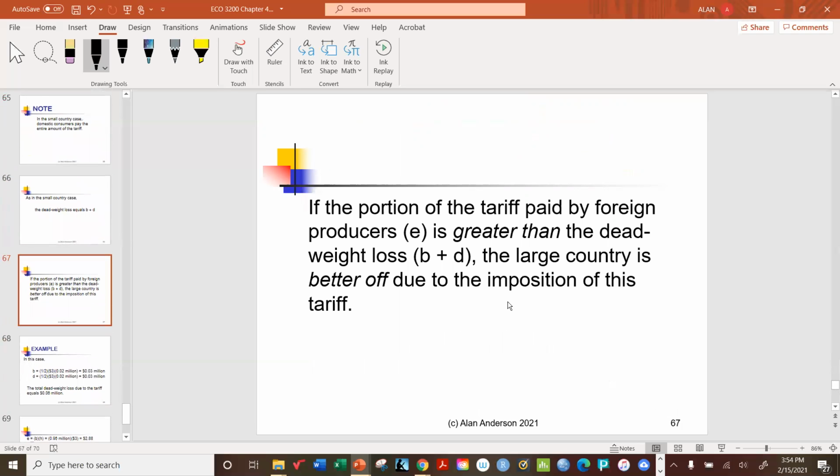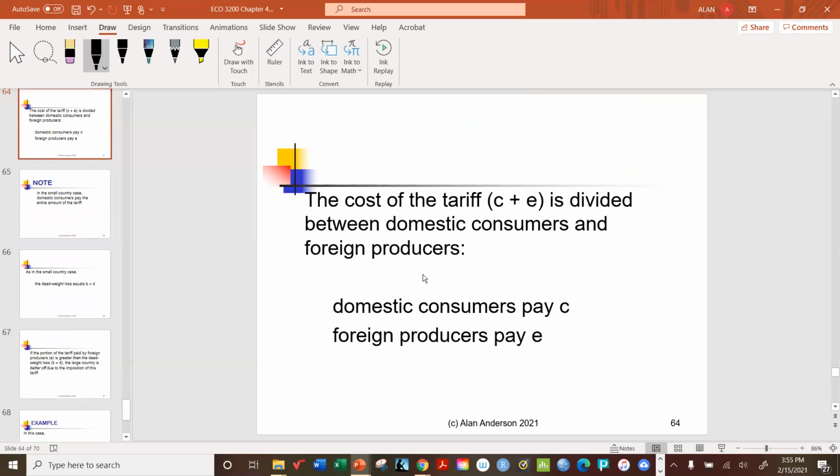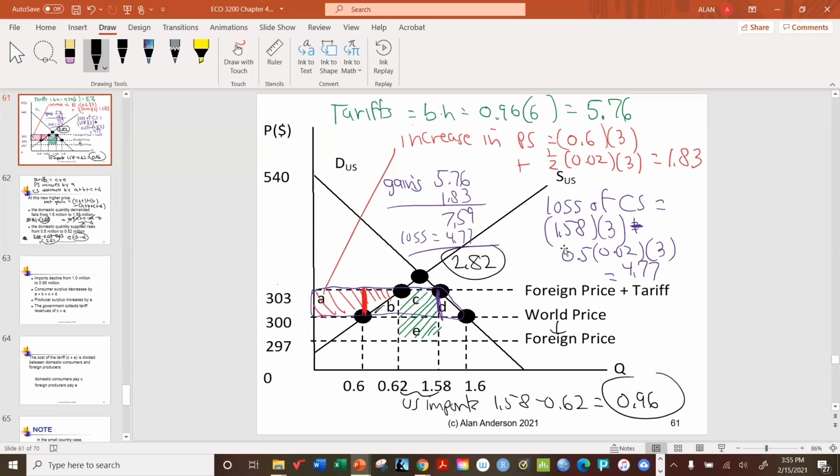So if the portion, there it is. Okay, this is the key to the whole thing. If the portion of the tariff paid by the foreign producers is greater than the dead weight loss, which it is here, then the large country is better off. So that's why this is happening. In other words, normally you'd be comparing C with B and D, but here, this E, if it's being paid by the foreign producers instead of domestic consumers, that's why we can actually come out ahead, which is exactly what happened here.